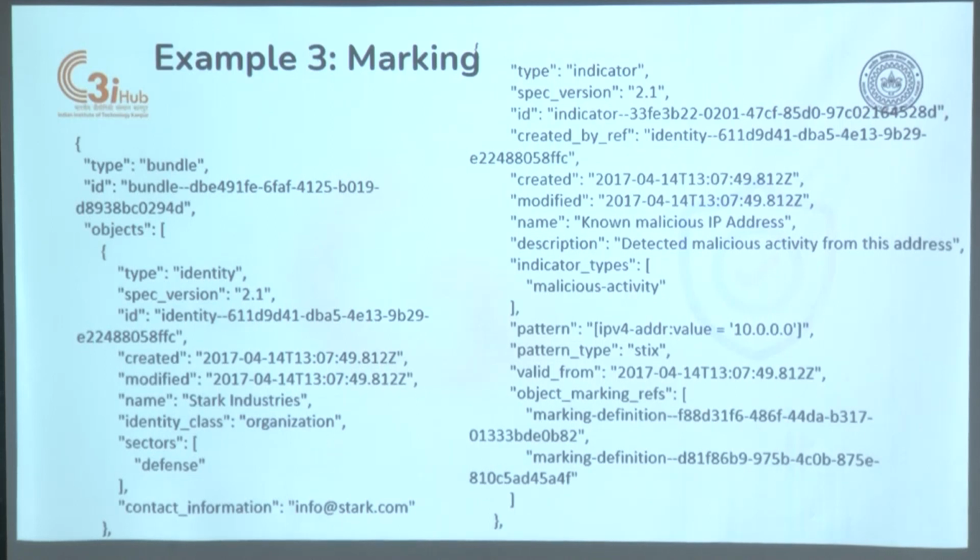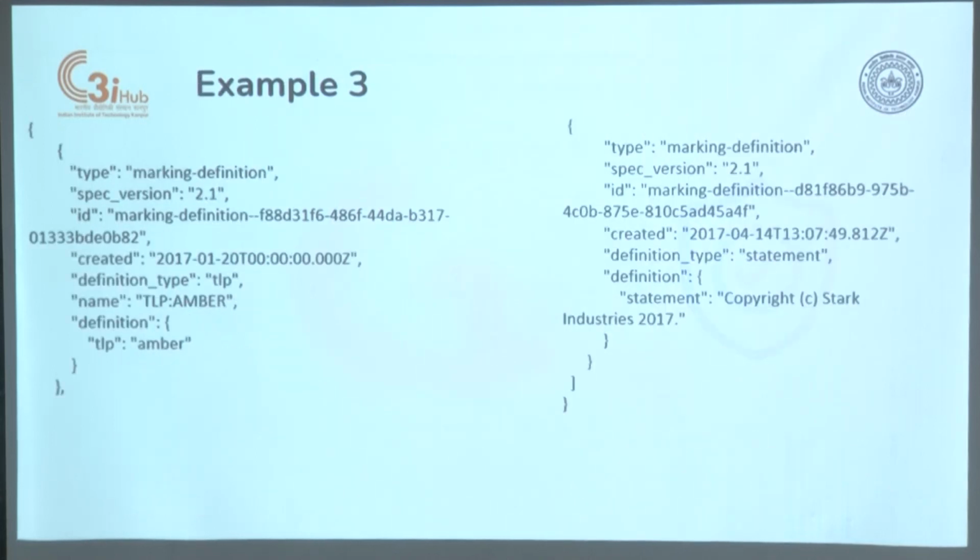So, marking definition and marking definition, they are saying something about this indicator: that this indicator is not free to be shared, it has some marking. So, let us see what those markings are. The first marking definition says it is amber, so it can be shared within the organization, and the second one is saying that there is a copyright of this indicator to Stark Industries.